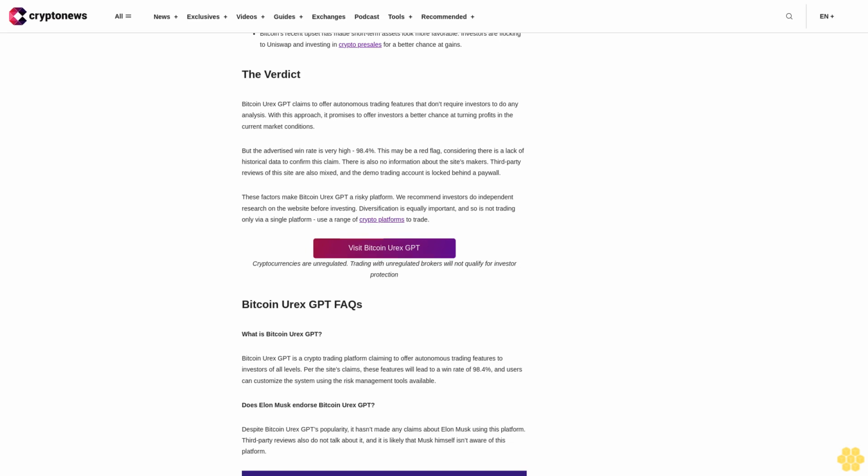Step 2. Make the minimum deposit. After registration, you will likely receive a link to make your deposit. Deposit the required amount using the available options. Step 3. Start trading on Bitcoin Urex GPT. Once you have funded your account, search for the demo trading account, learn how the site works, and assess its win rate before trading with real money.